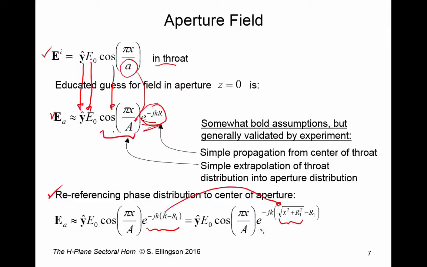And now this should account for the variation in phase due to different distances from the throat to the aperture. In other words, I have a relatively long distance here, a relatively short distance here, so this phase should be less than this phase. Or rather, the phase I accumulate here should be less than the phase I've accumulated here because the path length is longer.